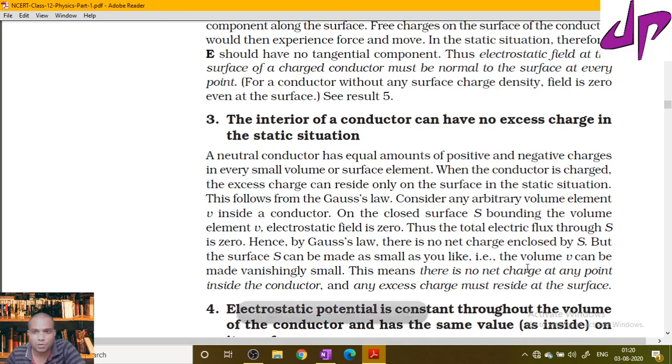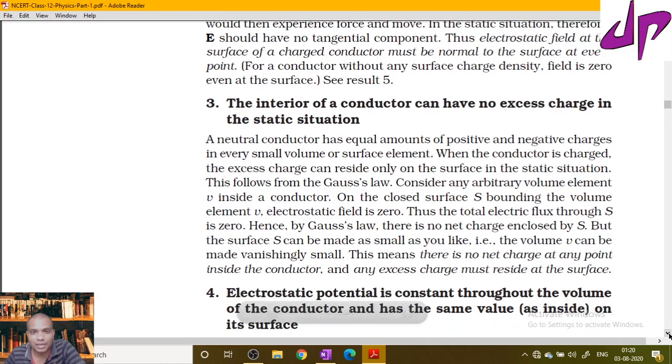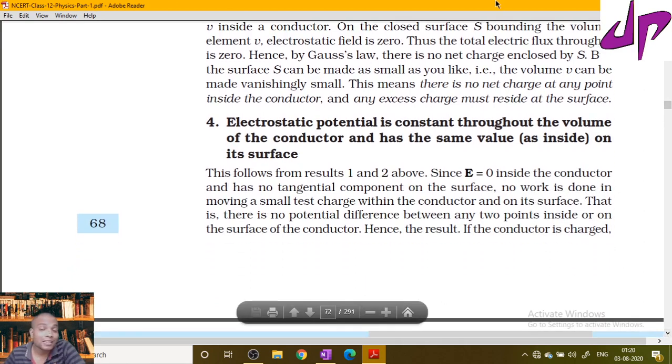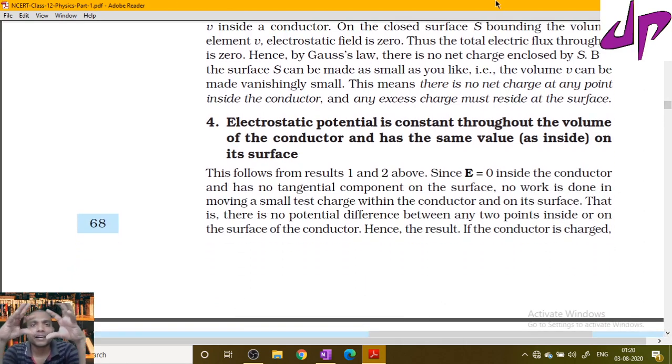So if you read this properly, you can understand that there is no net charge at any point inside the conductor. So any excess charge must reside at the surface. For conductors, if you give an external charge, that charge will reside at the surface. It won't remain where you drop it. Now let us see the next point.